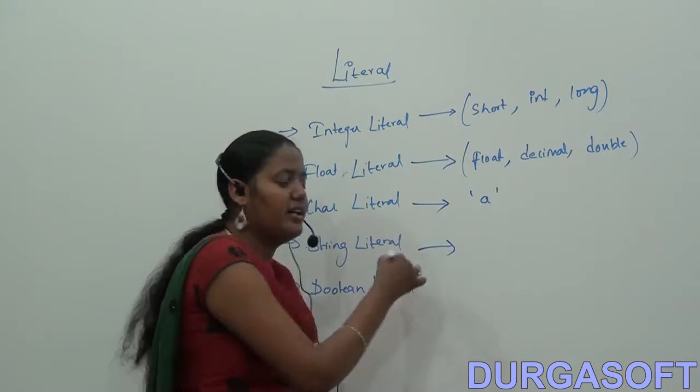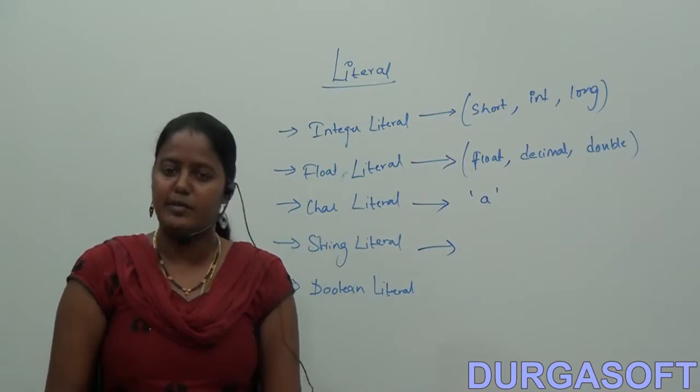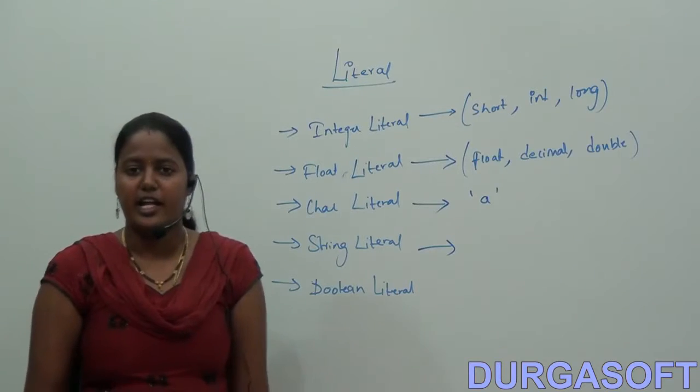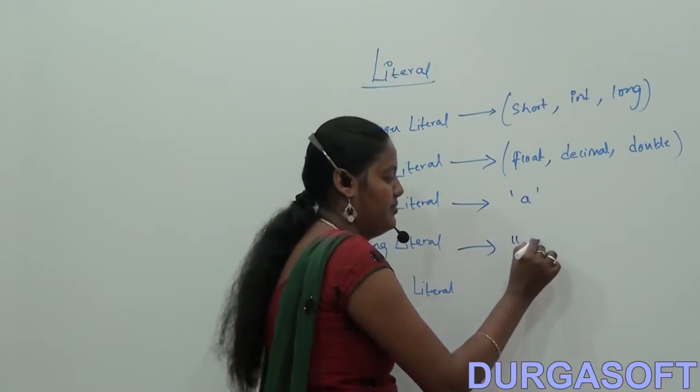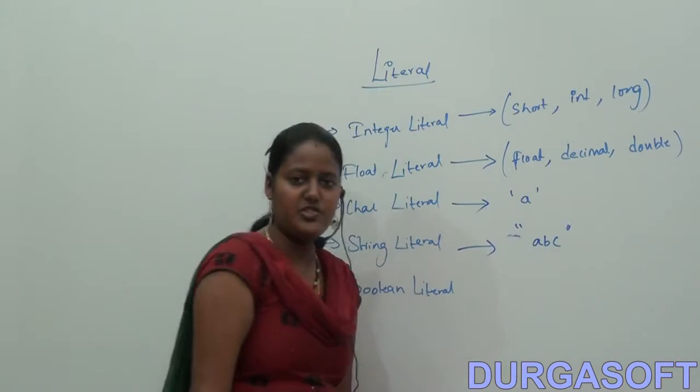And string literal. Here a sequence of characters will be enclosed in double quotes. When a sequence of characters is enclosed in double quotes, we call it a string literal. This is called string literal.